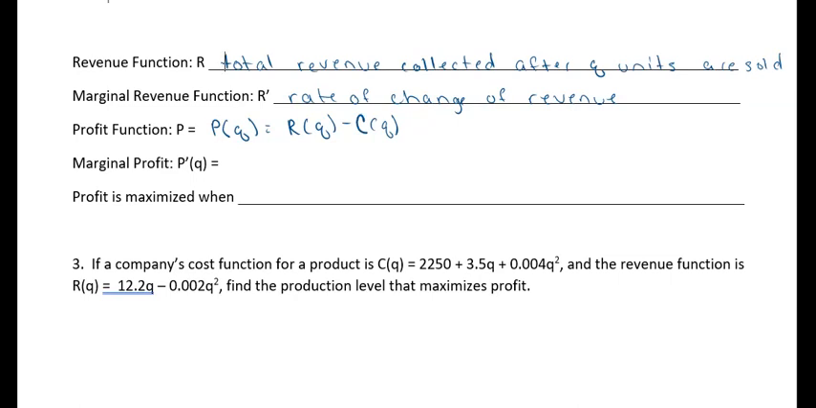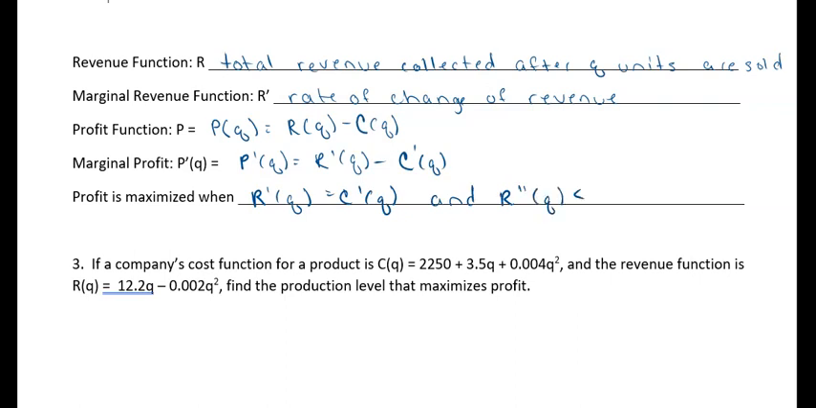And then our marginal profit is the derivative of our profit, so P prime of Q, and that's the derivative of the revenue minus the derivative of the cost. And our profit is maximized when R prime of Q is equal to C prime of Q, and our second derivative, R double prime of Q, is less than C double prime of Q.